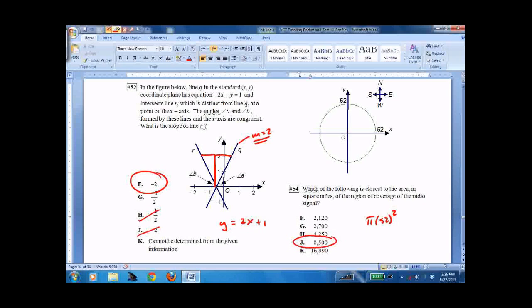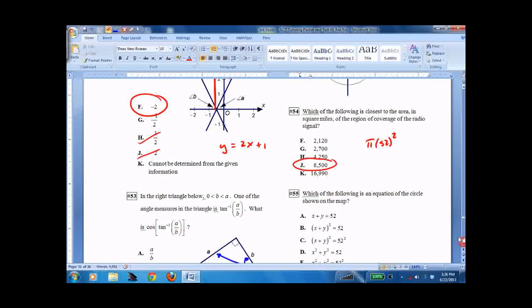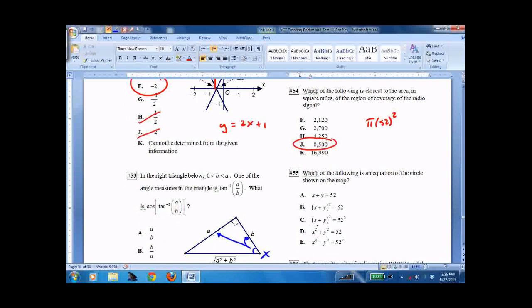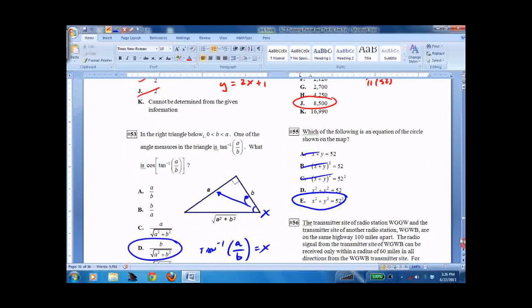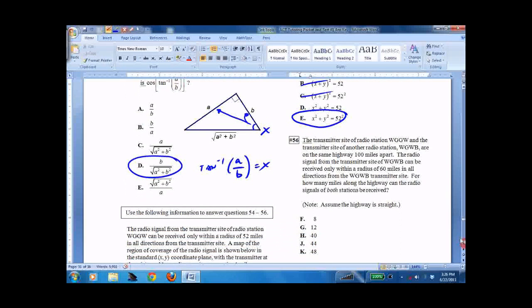I believe the next one asks for the equation. If you know the equation of a circle, it's really not that hard. It's centered at the origin, so it's x squared plus y squared, so it can't be any of these. And it equals the radius squared. In this case, the radius is 52, so 52 squared. I find it interesting, these are problems 54, 55, 56, and they're really very simple.